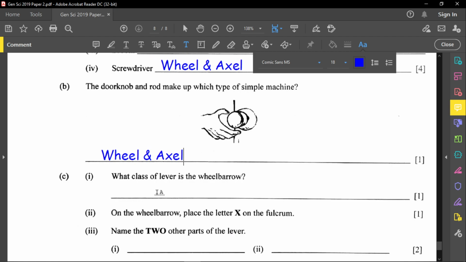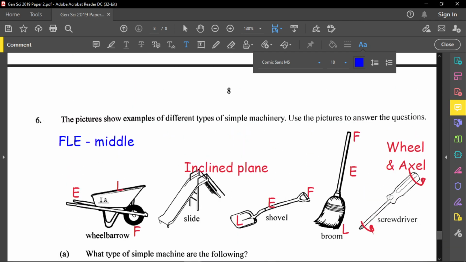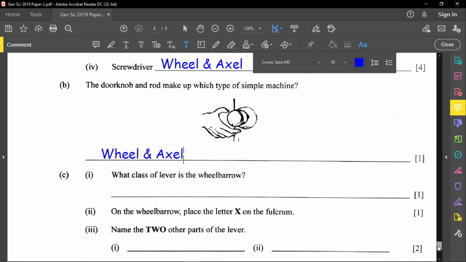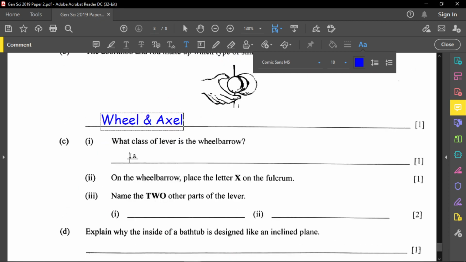All right, so great. Now part C, it said which class of lever is the wheelbarrow, and let's go back to the wheelbarrow here. And so the wheelbarrow, the load is in the middle, and if the load is in the middle, then it is a what? Second class. Okay, second class. Remember FLE, second class. So the wheelbarrow here is a second class.